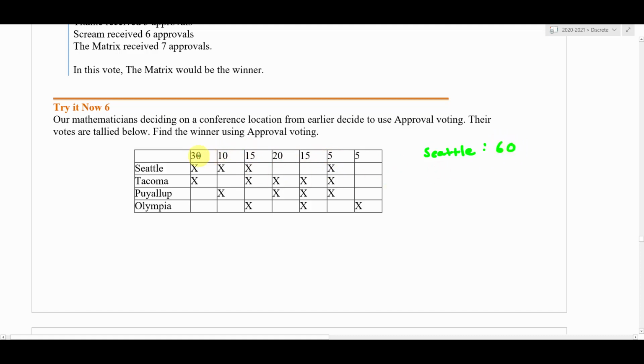So I just went through. Remember, there's 30 in this column, 10 in this column, 15, right? So this X actually represents 30 approvals, right? So we got 30. This was 10 approvals, 15 approvals, and then 5 approvals. These 20 and these 15 did not approve of Seattle, nor did these 5. So just go to the columns with the X in it and tally them up. Seattle got 60. All right, so we're going to do the same thing for Tacoma.